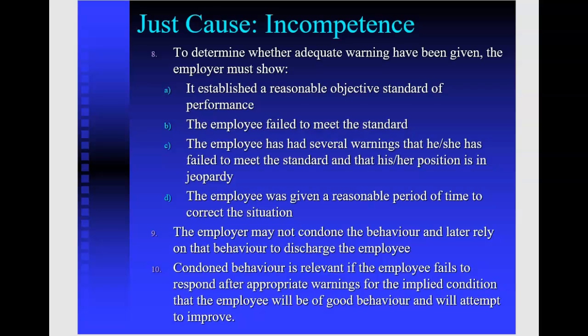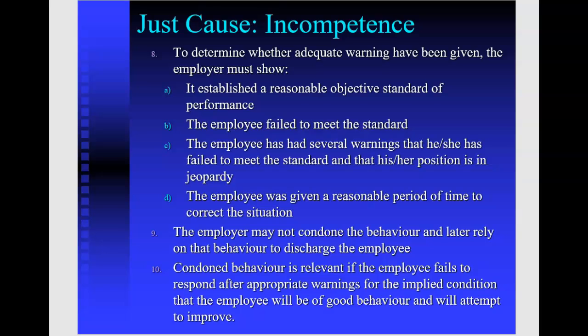To determine whether adequate warnings have been given, the employer will have to show that it established a reasonable objective standard of performance. So it is reasonable, again, not perfect, not average, but similar to another person in the same position. It is a reasonable standard, but that standard has to be objective, not subjective. Then also establish that the employee failed to meet this standard. The employee has had several warnings and failed to meet the standard, and was aware their position was in jeopardy, and the employee was given a reasonable period of time to correct the situation.